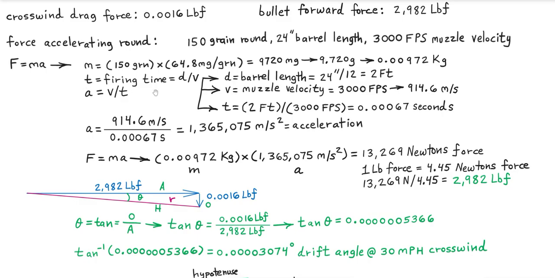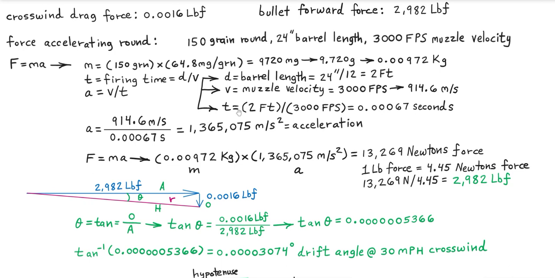Next, we need to know the firing time. This is the barrel length D divided into the muzzle velocity V. So the barrel length is converted from 24 inches to 2 feet. Muzzle velocity is kept as 3,000 feet per second, but we'll just side convert it to its meters per second value by dividing it into 3.28, so 914.6 meters per second muzzle velocity. Then we solve for the acceleration, which is final velocity divided by time. So it starts at rest and reaches the final velocity of 3,000 feet per second, or 914.6 meters per second. We divide this value into the firing time.